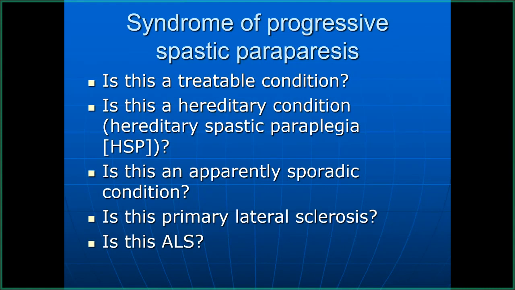Now, of course, is it an apparently sporadic condition? We'll talk about genetics in a few minutes. And there is also, potentially, primary lateral sclerosis, which is basically a type of ALS or typical motor neuron disease, because again, if you recall at the beginning, we established that the sensory examination, we didn't talk much about vibration yet, was quote unquote normal.